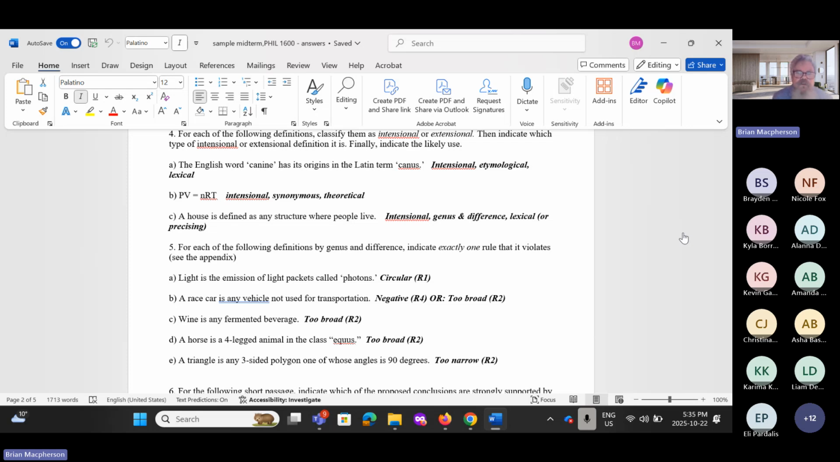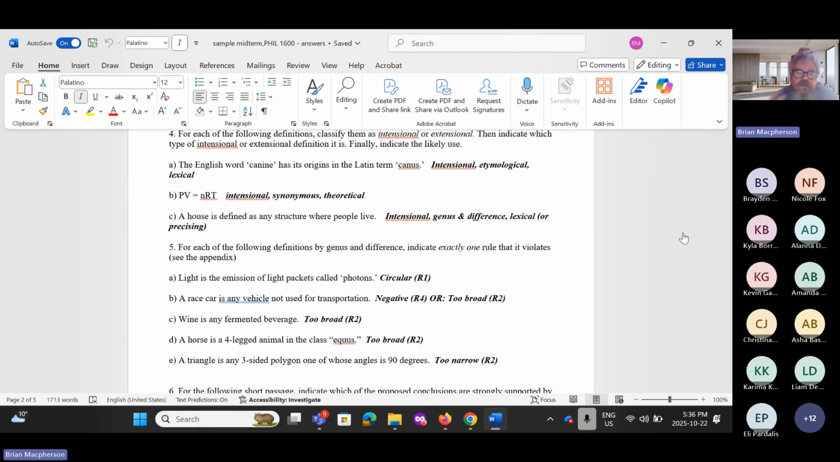For intentional definitions, you have operational definitions, genus and difference definitions, etymological definitions, and synonymous definitions, right? Okay. So if we look at the first definition, number A, the English word canine has its origins in the Latin term canis. Well, that clearly is looking at the etymology of the term. So all etymological definitions are intentional, and typically you would find that kind of definition in a dictionary, so we say it's lexical, right?